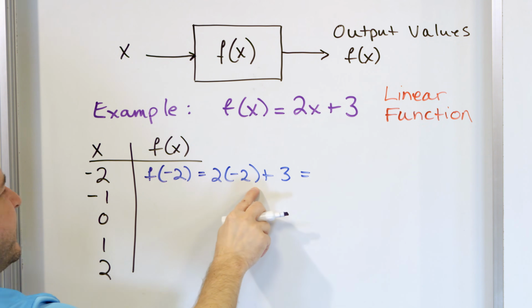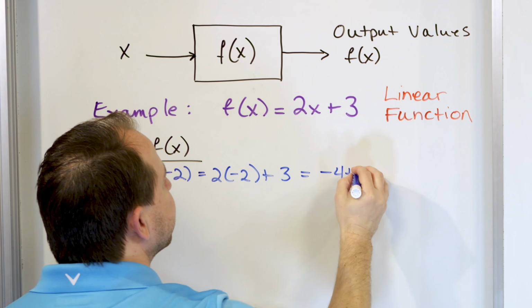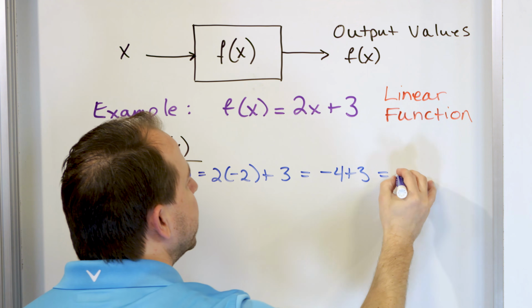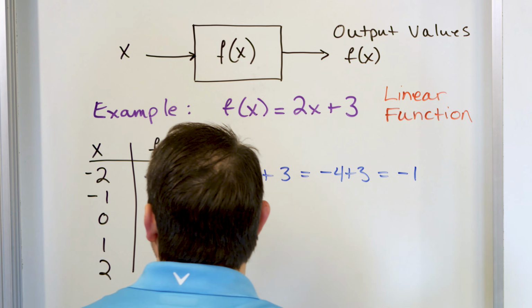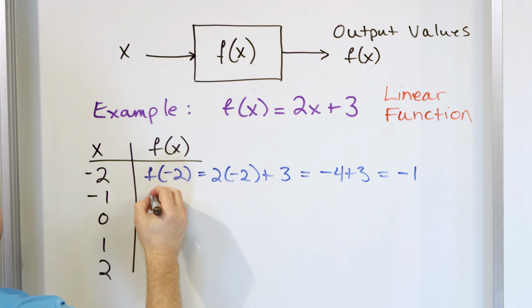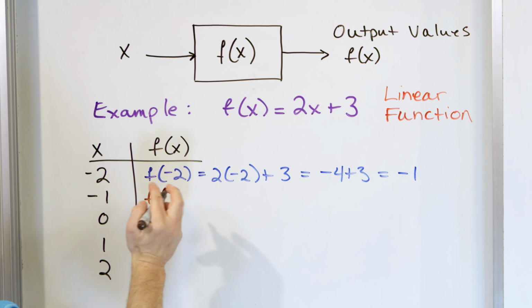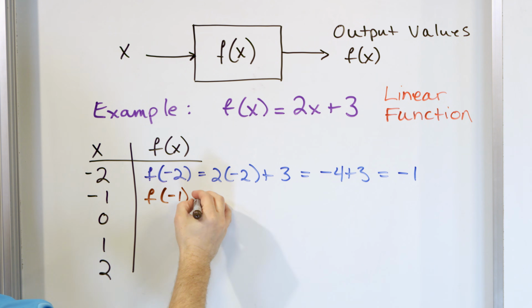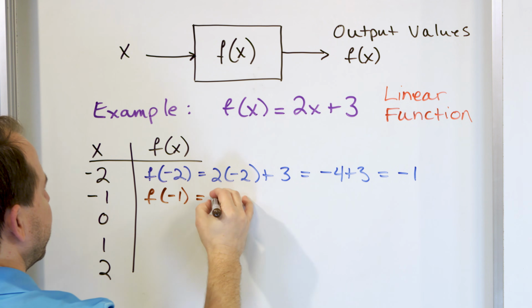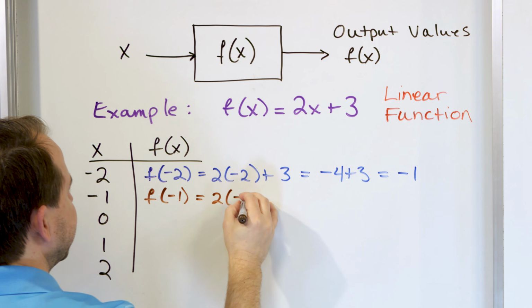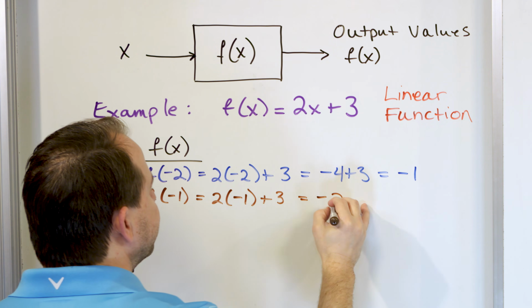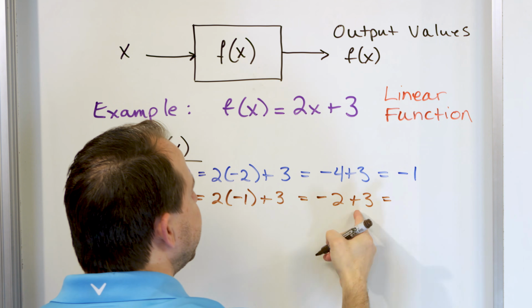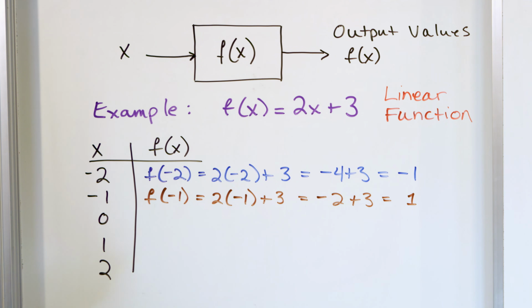So what do we have here? This is -4 plus 3. What do we have here? -1. Right? That's what we get for the first value. And then for the next value, we can say, all right, let's take f, and we'll stick -1 in. So it's f of -1. That's how you say it out loud. So it'd be 2 times sticking -1 in here, plus 3. This is going to be -2 plus 3. And what do you get here? You get 1 for the second value.